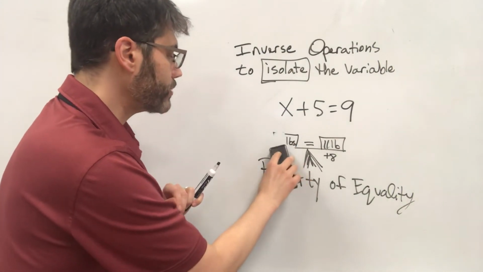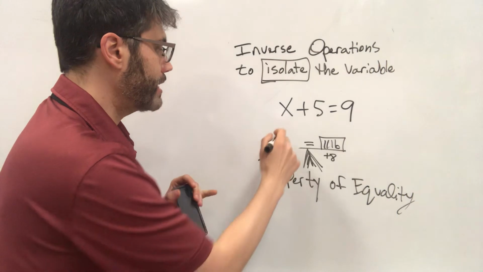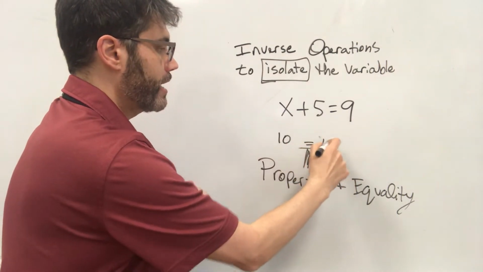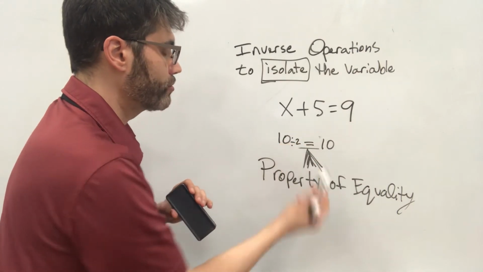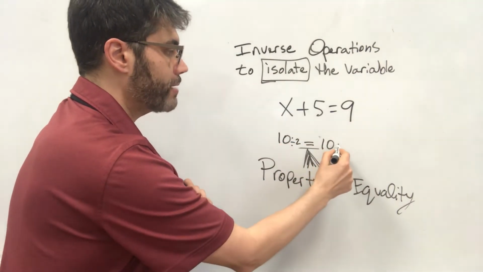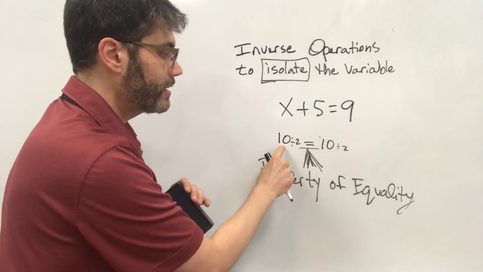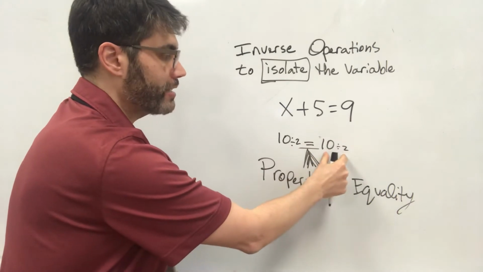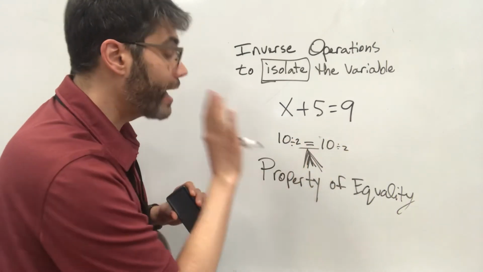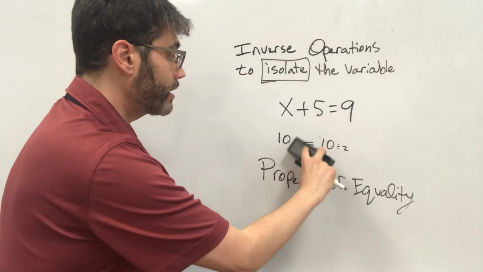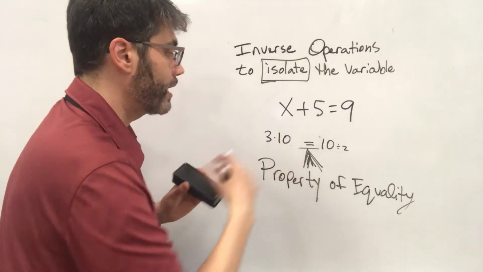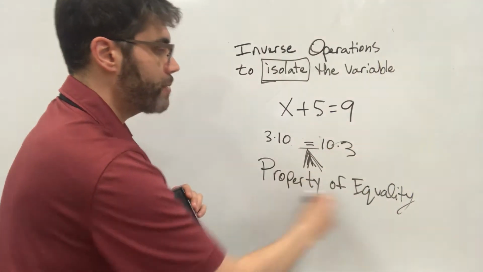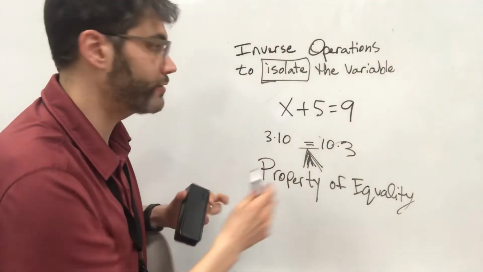Likewise, if I had, let's say, 10 pounds over here and 10 pounds over here, and I divided this side by 2, I would need to divide this side by 2 as well. If this 10 is divided by 2, it becomes 5. So I need to do the exact same thing over here to keep it balanced. As well as multiplying. If I were to multiply this side by 3, I would have to multiply this side by 3 as well. So this is what the property of equality means. Whatever you do to one side, you have to do to the other.